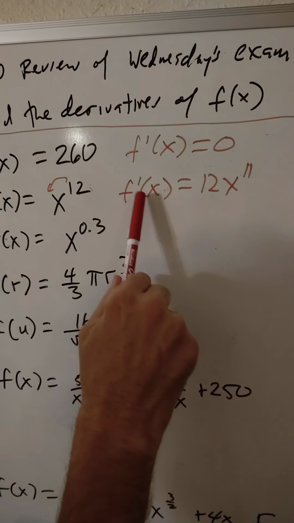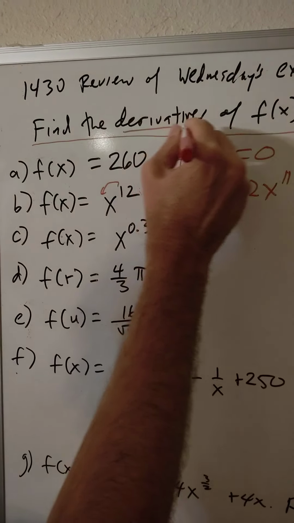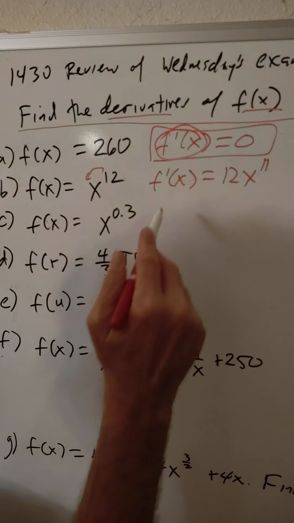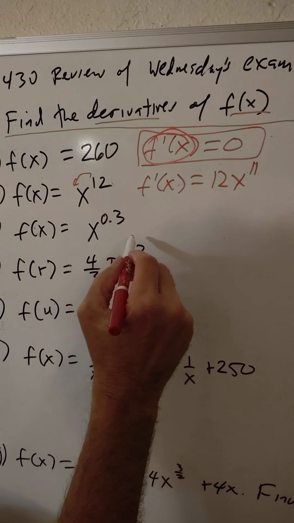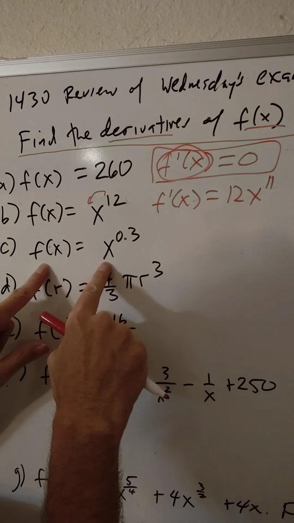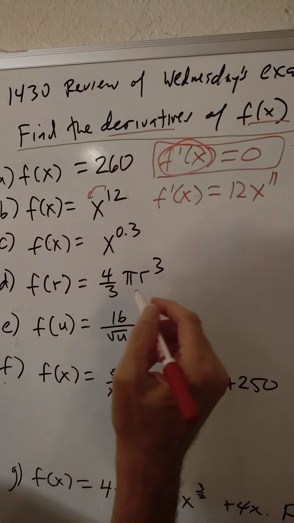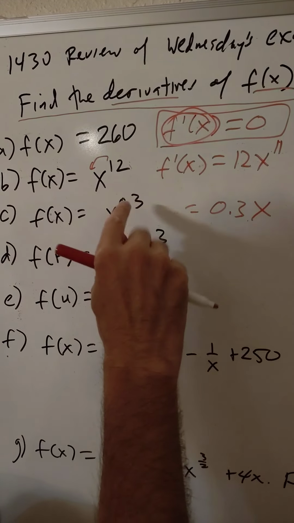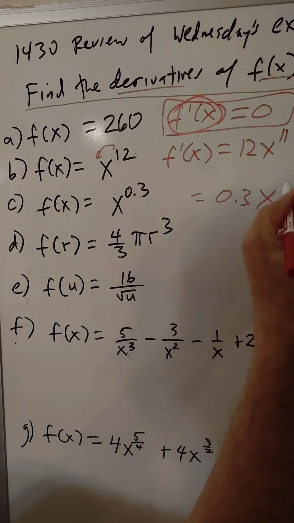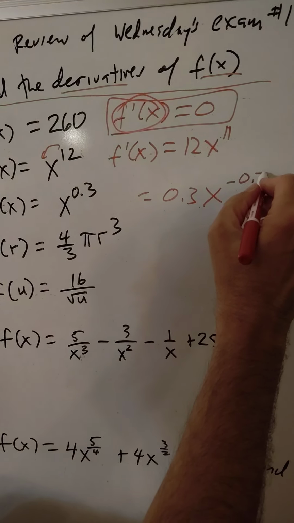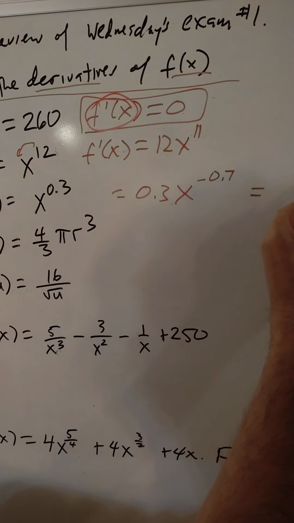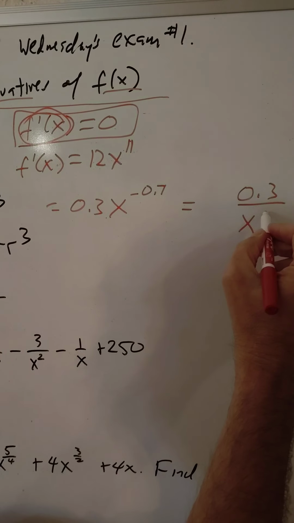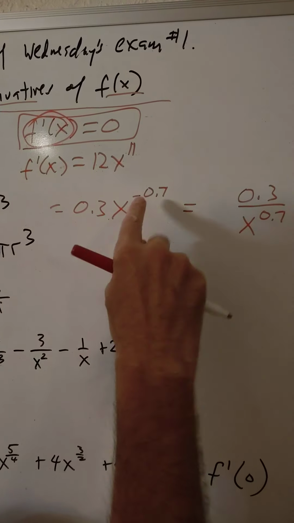Notice I write f prime of x, indicating derivative. If they ask you to find the derivative of f of x, your final answer should involve f prime of x to show this is the derivative. To find the derivative of this function, we're going to do the power rule again. So this is going to equal 0.3x, and then 0.3 minus 1 is negative 0.7, which I would write as 0.3 over x to the positive 0.7, by a rule of exponents.